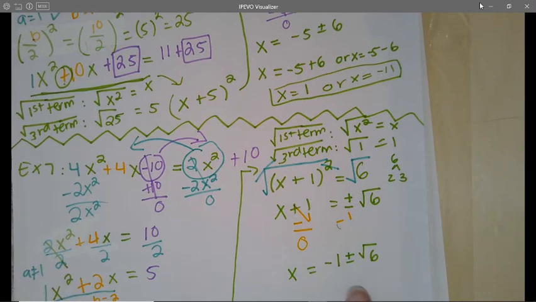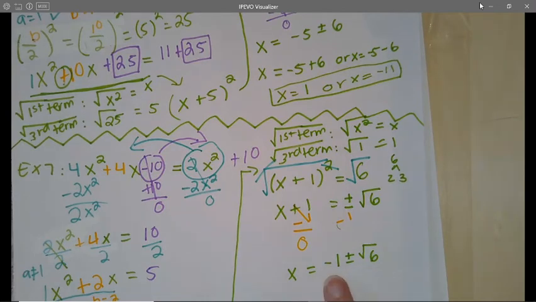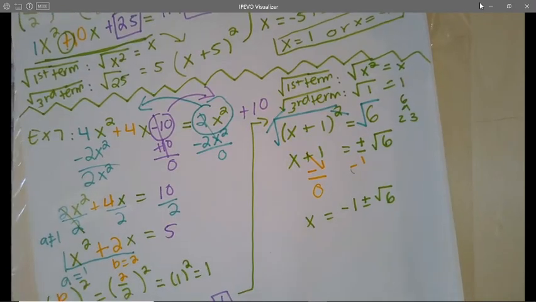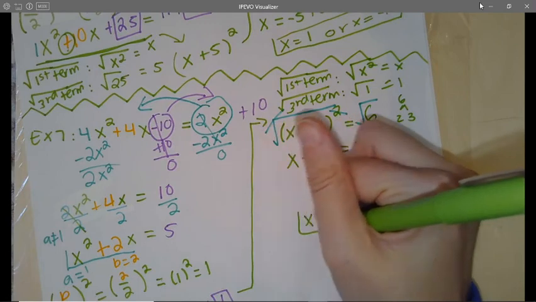Currently I can't add or subtract those together because they are not like terms. You can't add a number without a square root to a number with a square root. It doesn't work out. And that's also in the Demon Cats game. So watch out. You could leave your answer like this.